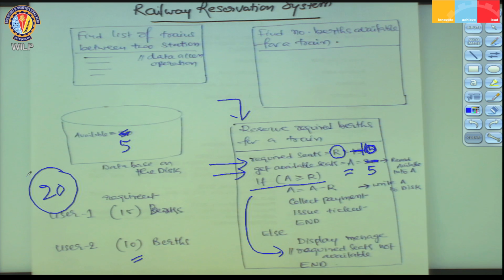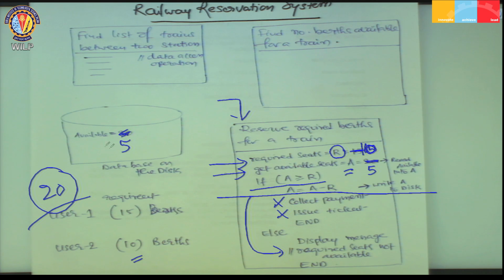When the first user tried to reserve his seats, up to a certain extent the code was executed, and when it was collecting payment and then before issuing the tickets, the system crashed. So the 15 berths requested by user 1 are actually not issued to user 1, and unfortunately the half done function, that is the code execution, has modified the data item available from 20 to 5. Because of this problem, when the second user requests 10 seats, he could not get the required berths, though they are actually available for the given train. So this is the problem.